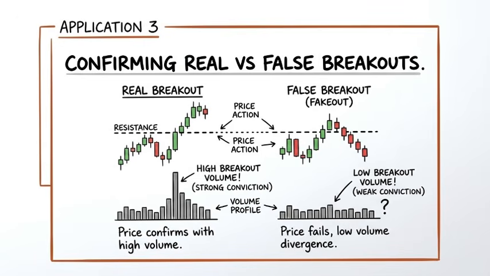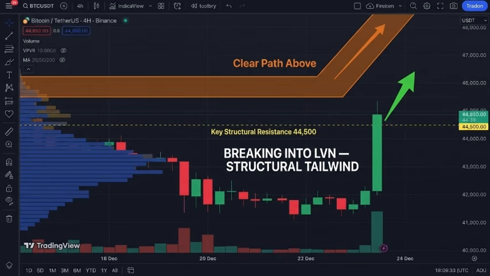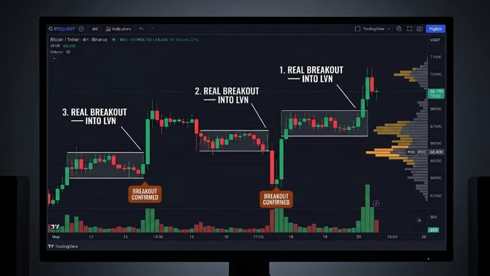Application 3. Confirming breakouts as real or false. This is where volume profile provides its most valuable service. When price breaks above a key level, look at where the breakout is heading on the volume profile. If it is breaking into an LVN, the breakout has a structural tailwind. The thin volume above means price can move quickly, and there is nothing in the way. Real breakouts tend to happen into LVNs.